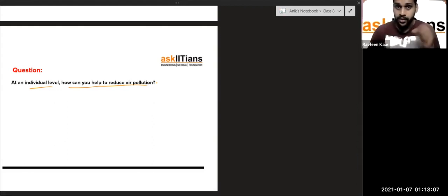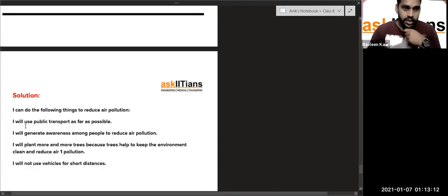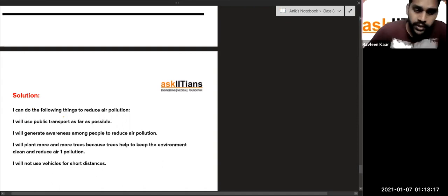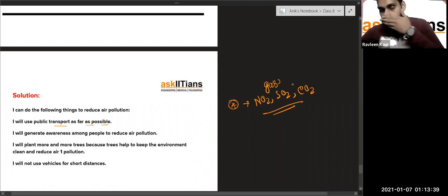Okay. Now, solution: I can do the following things to reduce the air pollution. I can use public transport as far as possible. Why? Because if you use your own vehicle, what would happen? More vehicles would increase the amount of these polluting gases. If you use more and more vehicles, these gases are getting released. As a result, what is happening? Because of these gases, the pollution is increasing, right? They are the reason behind the pollution.